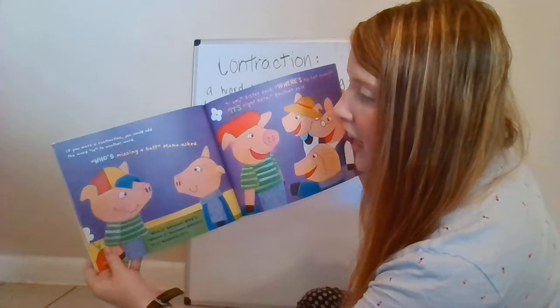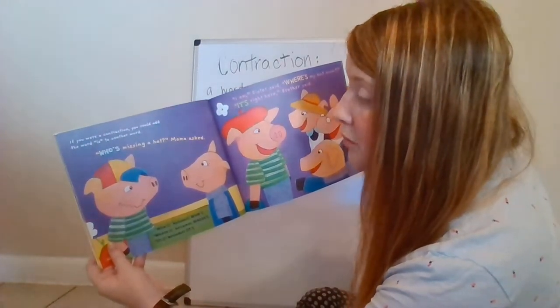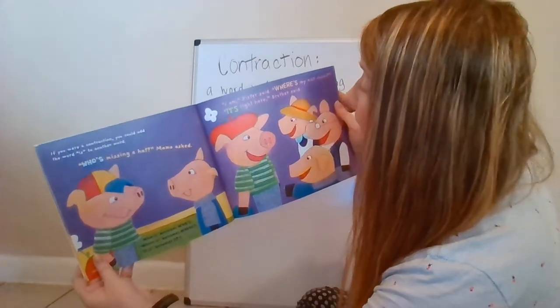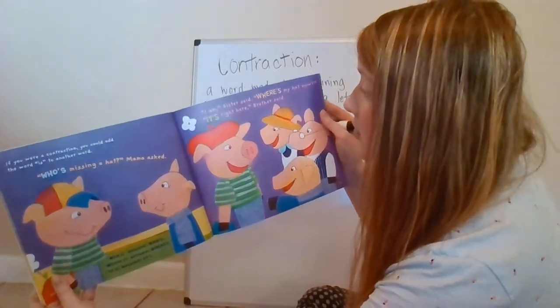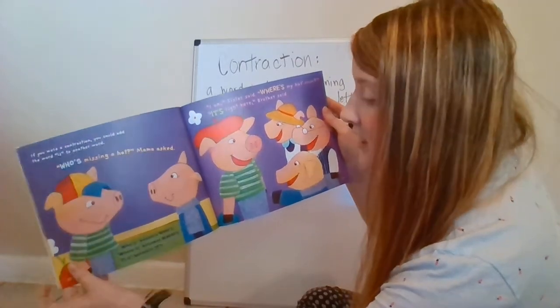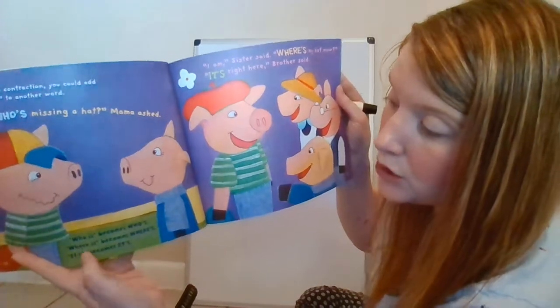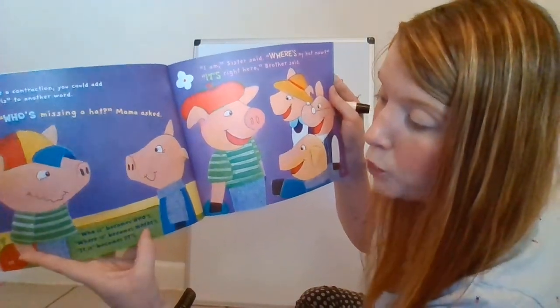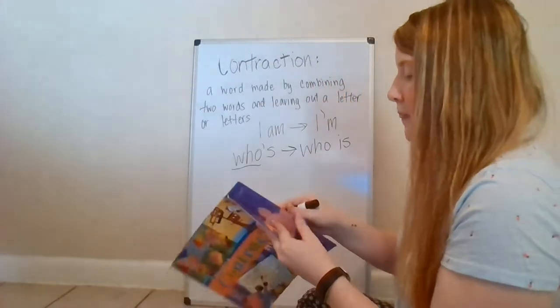If you were a contraction, you could add the word is to another word. Who's missing a hat, Mama asked. I am, Sister said. Where's my hat now? It's right here, Brother said. So who is becomes who's, where is becomes where's, and it is becomes it's.